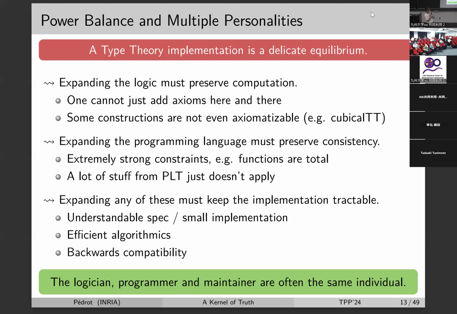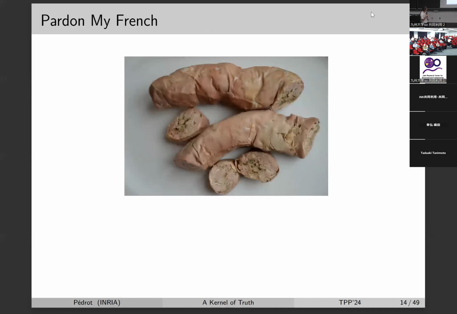And the worst part actually is that, at least in my case, these three people, remember there is a triangle, a logician, a programmer, and a maintainer, are the same individual. Depending on the time of the day, I'm one of these three people. So this is kind of a multiple personality situation. Okay, so the overall observation of this situation leads me to the following.